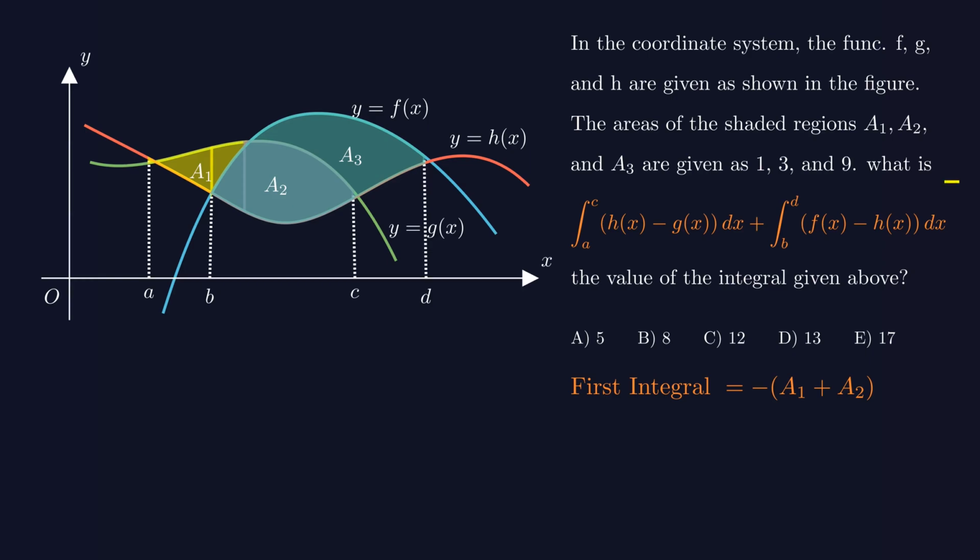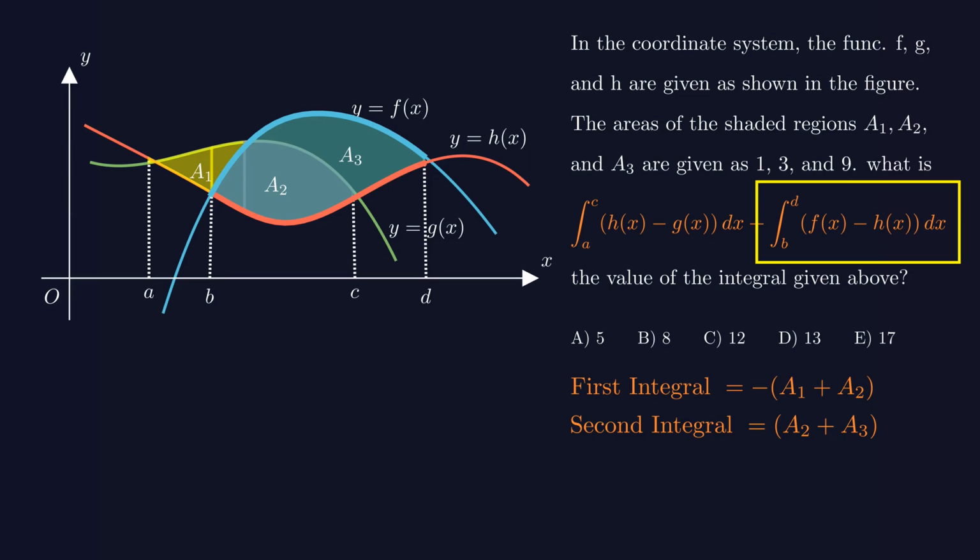Now let's move on to the second integral, from b to d, f of x minus h of x. If we highlight the graphs of these functions between b and d, we can see that h of x is below and f of x is above. Since we're integrating f of x minus h of x, this gives a positive area, which is the sum of a2 plus a3. Now let's add the two integrals together.